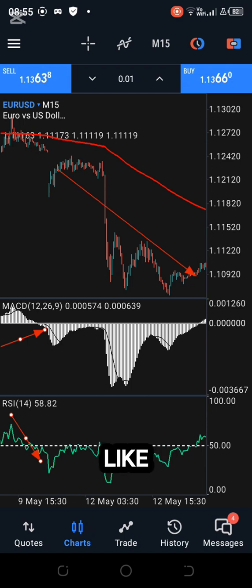Why I like this particular trade is this: it's very easy to implement, and it's trend following. And the indicators that I chose on this particular strategy do not repaint.